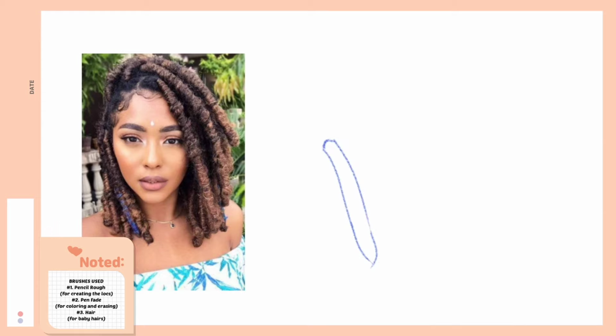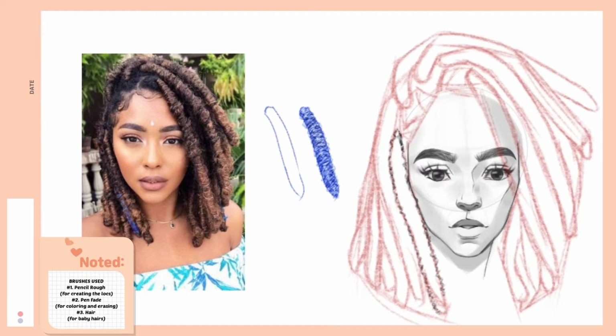So for each lock, I make swirling curves along the sides to make it appear rough. And then I start drawing random curvy lines within the lock, slowly building up darker shades and adding flyaway strands. Create rough edges along each lock.